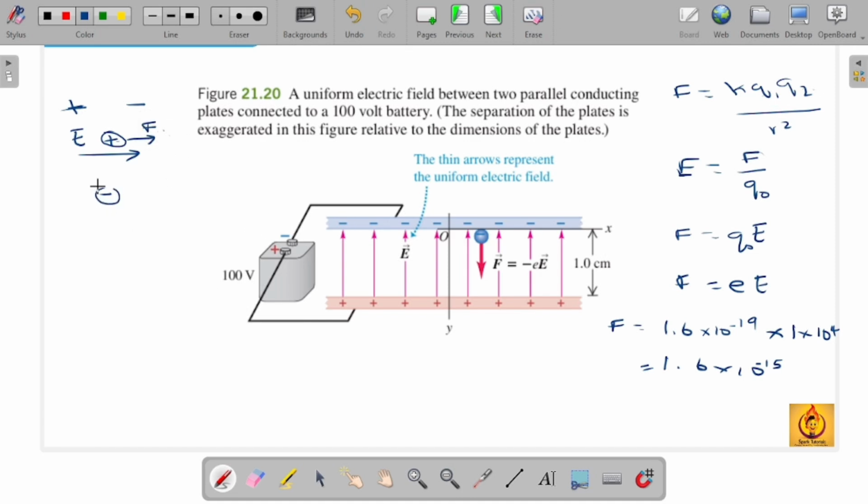But if it is an electron, the electric field is still from the positive to the negative, but the electron is now repelled in the opposite direction to the electric field. So the force is in the opposite direction to the electric field. Now this means that if we were to write our answer as a vector, right now it is the magnitude. As a vector, you would have to put the negative. Alright, I hope this is clear. Is this clear?